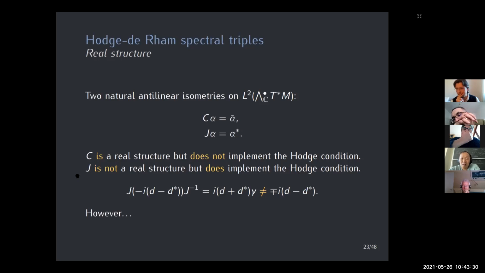But actually they were studied, though not so much from the point of view of real structure. There is some mentioning about Tomita-Takesaki in a paper by Lord, Rennie and Várilly, a few years ago. So these spectral triples were already studied, but not from the point of view of the Hodge condition and real structure.